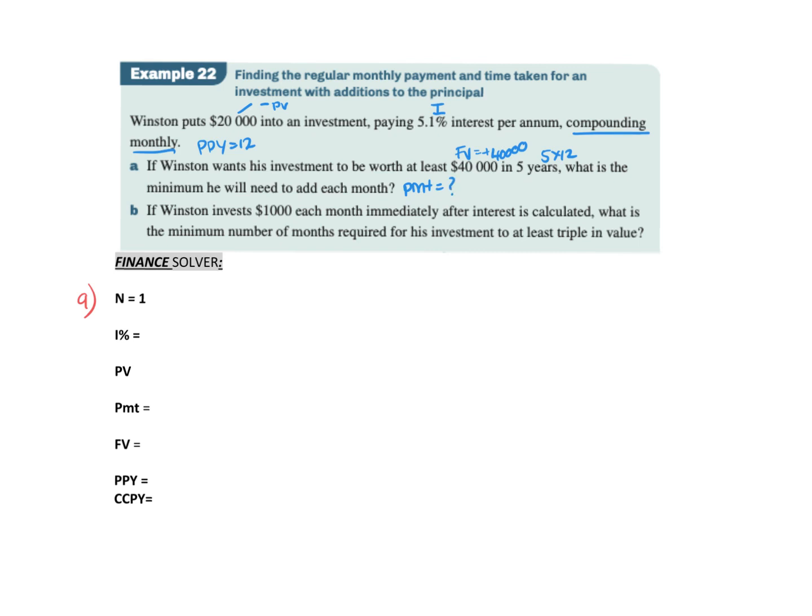So let's go have a look. So we need to find payment. So sometimes it's good to put the question mark on what you need to know, because then you know you have to fill in all the rest. So he wants this to be 5 years. He's getting an interest rate of 5.1. He's investing 20,000. He wants it to get to 40,000, and it's every month. So PPY is 12. So what we're going to do, we're going to type them in.